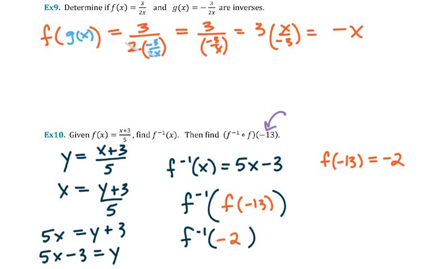5 times negative 2 is negative 10. Take away 3, we get negative 13. And that should make sense that we get negative 13 because f and f inverse are inverses.